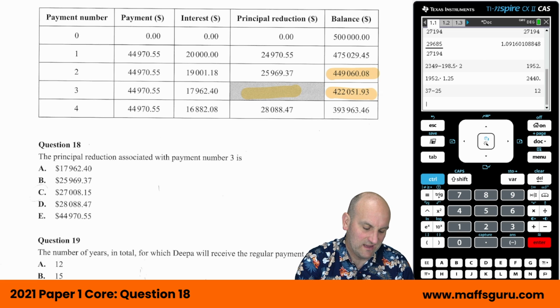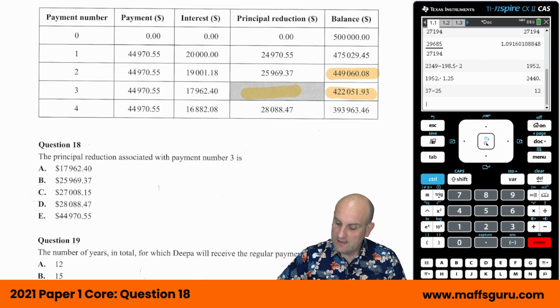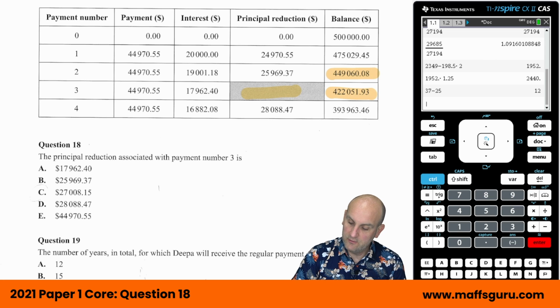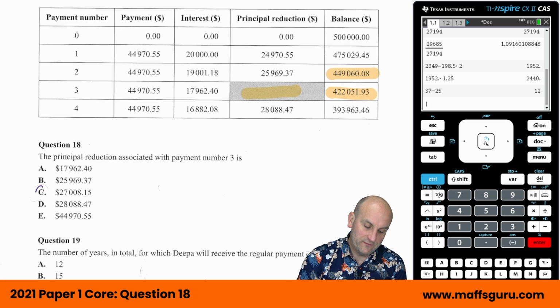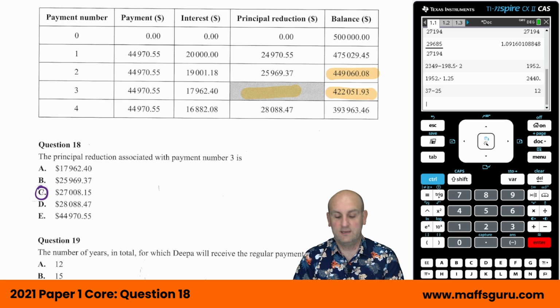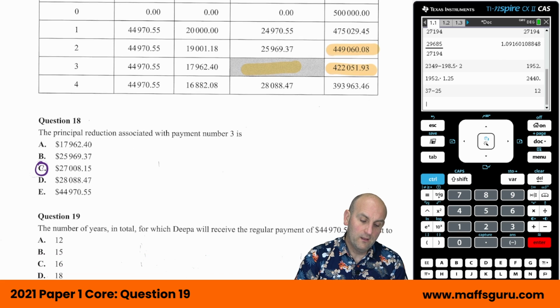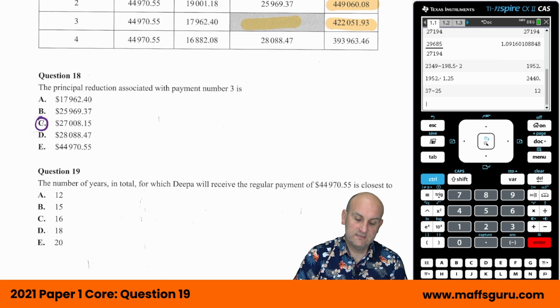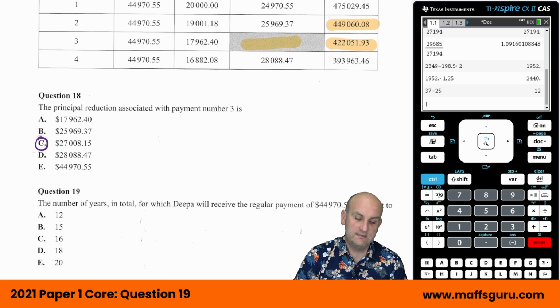And again, to save calculator stuff, when I put that into my calculator, I got $27,008.15. So C would be the correct answer there. The number of years in total for which Deepa will receive the regular payments is closest to.